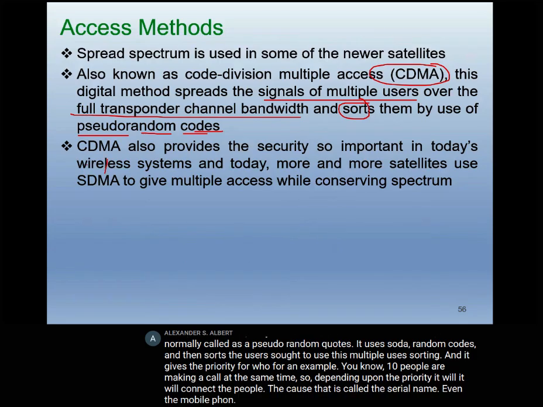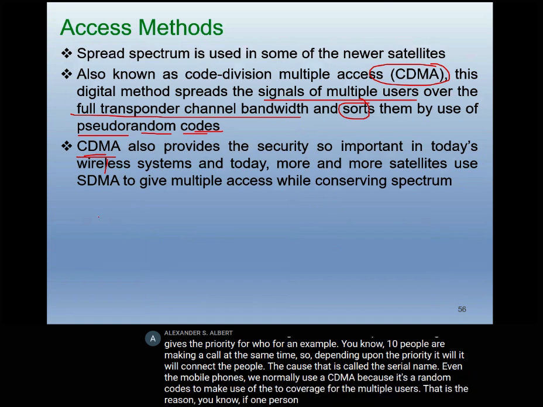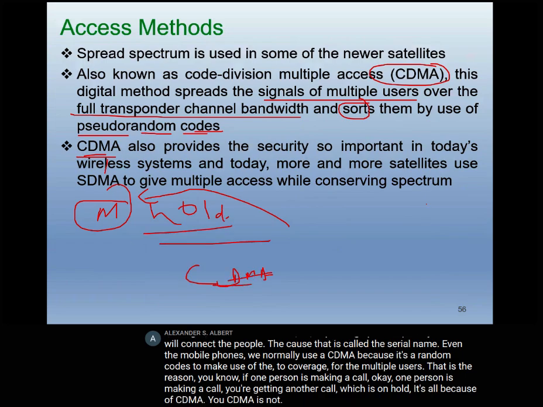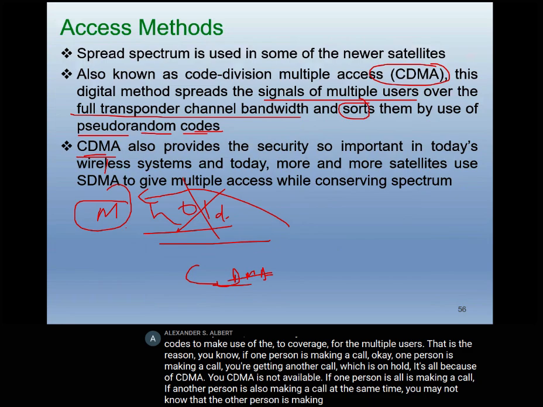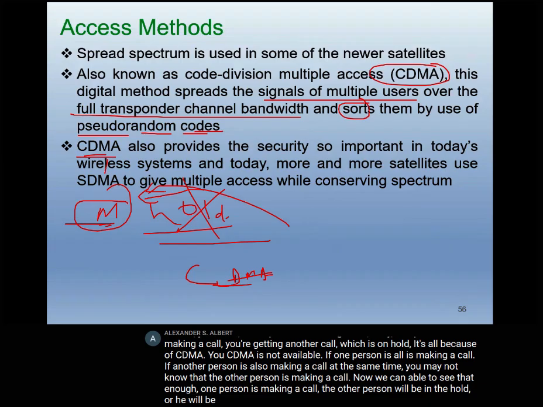Even in mobile phones, we normally use CDMA because it generates random codes to provide coverage for multiple users. That is the reason that if one person is making a call, you get another call which is on hold. It is all because of CDMA. If CDMA is not available and another person is also making a call at the same time, you may not know about it. Now if one person is making a call, the other person will be on hold or waiting. How is that possible? Because of this code division multiple access.